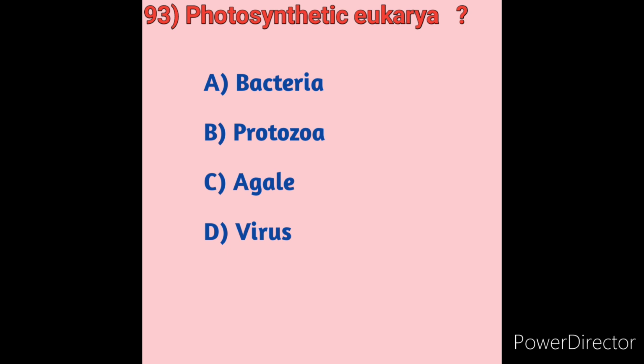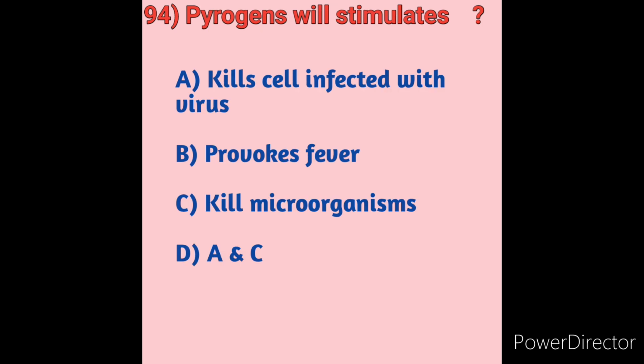Photosynthesis in plants and algae takes place in chloroplasts and entails two steps, energy transferring and reaction. So here option C is the correct answer, algae. Next we will move on to question number 94.